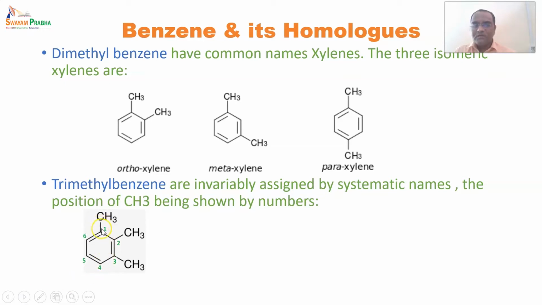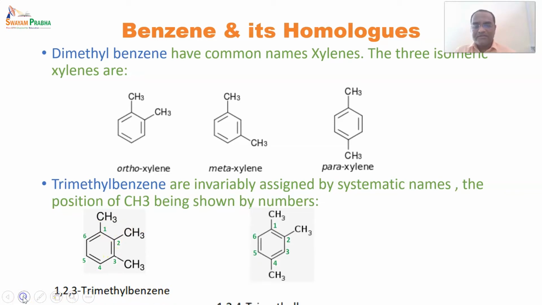So this is how the numbering of benzene has been done: 1, 2, 3, 4, 5, and 6. So the name of this structure is 1,2,3-trimethylbenzene. Systematically it has now been given: 1,2,3-trimethylbenzene.